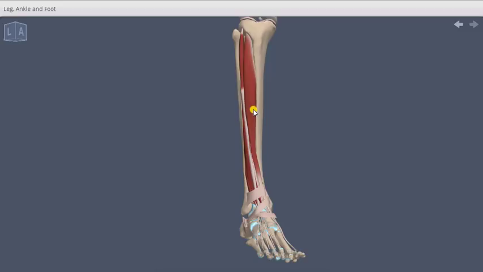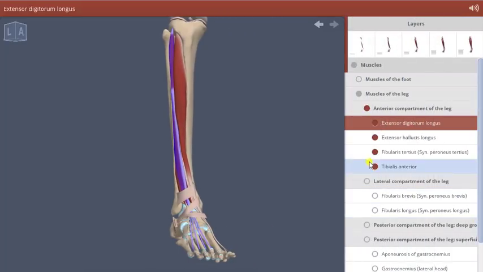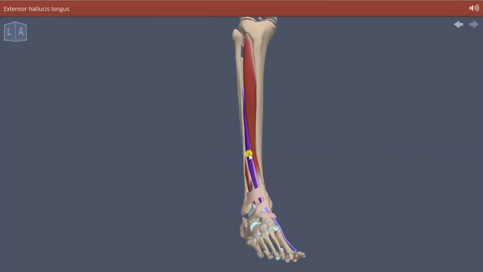Starting with the muscles of the anterior compartment, the most medial muscle is tibialis anterior. Lateral to it, extensor digitorum longus, then extensor hallucis longus. To view this muscle, we have to remove the digitorum. Here is the extensor hallucis longus. As you can see, it goes to the big toe.